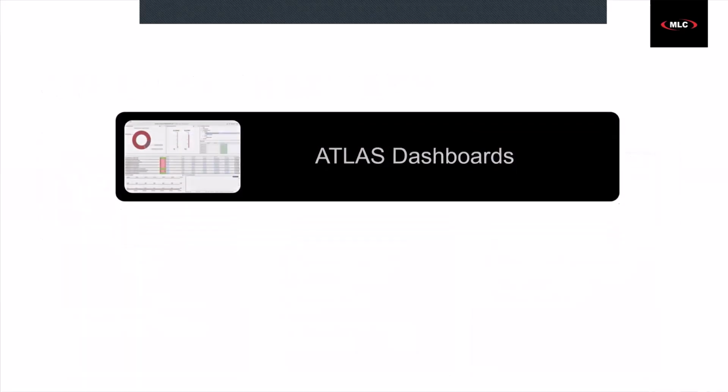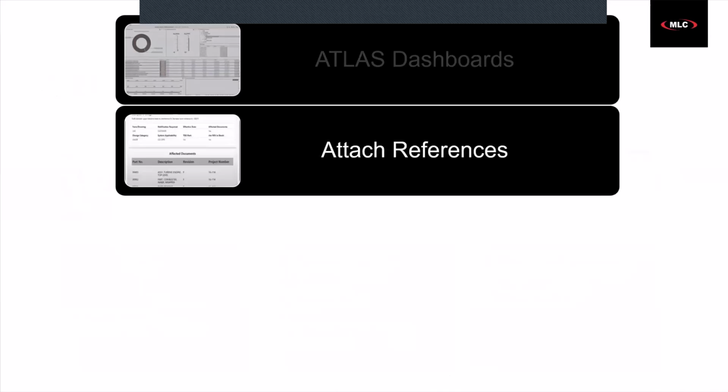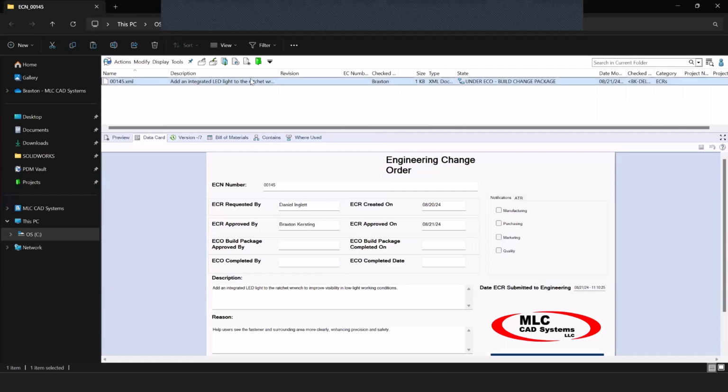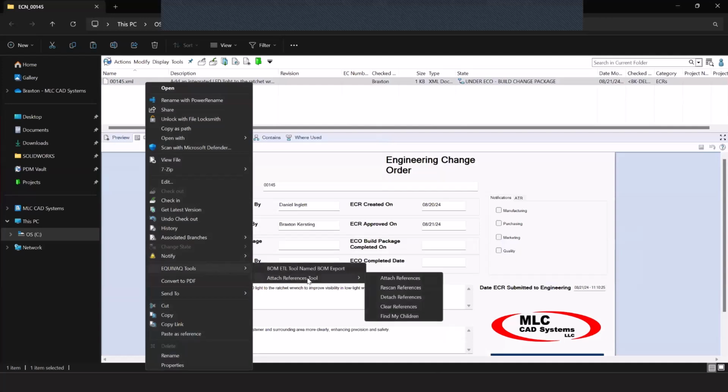Now, I've identified that we have an engineering change order ready to be built out. This is where I'm going to rely on our attached references add-in to make that process a little bit simpler for me. Currently, I have this file checked out to me, and I do need write access to the file. But once it's checked out, in my right-click menu, I'll have some Equivaq tools in a submenu.